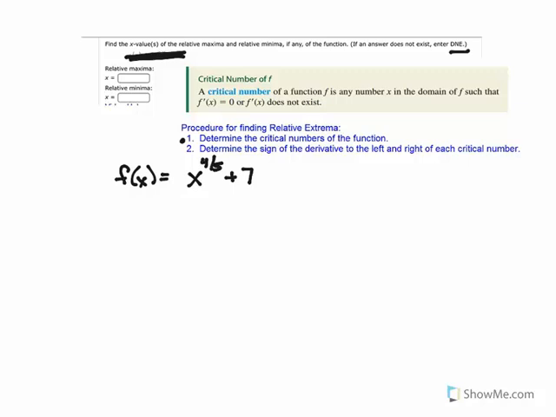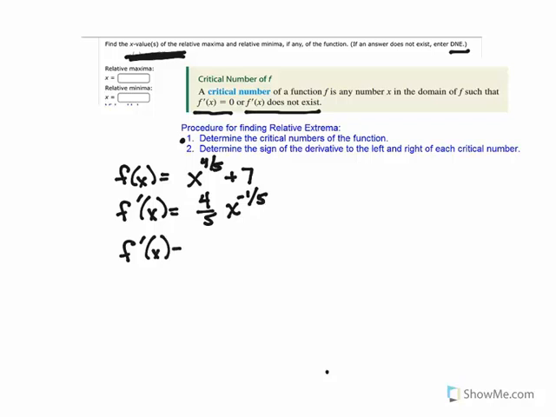Well, what is the critical number? It is when the derivative equals 0 or doesn't exist. So we need to find that derivative first. So I'm going to just use that power rule, bring down that exponent, subtract 1, then the derivative of a constant is 0. And let's go ahead and write that without a negative exponent.